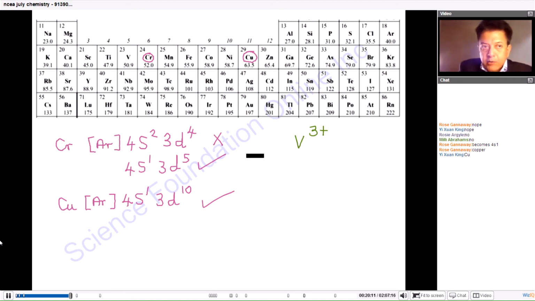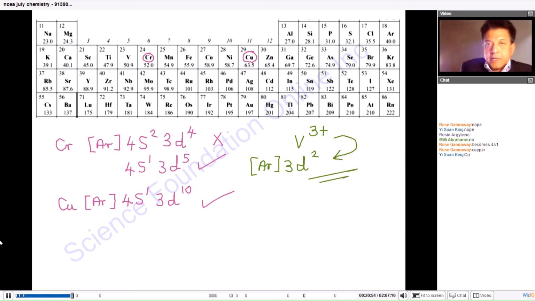So it will be the argon configuration, right? The argon configuration on the inside. And after that, of those 5 electrons that it had in the outer shell, 1, 2, 3, 4, 5, vanadium 3+, you're going to be left with 3 electrons. 2 went away from there, 1 goes away from here. You end up with 2 electrons in the 3d level. So it will be the argon configuration and 2 electrons in the 3d level. That's what the vanadium 3+ is going to be in terms of its electron configuration.